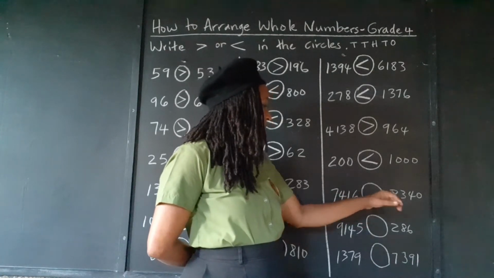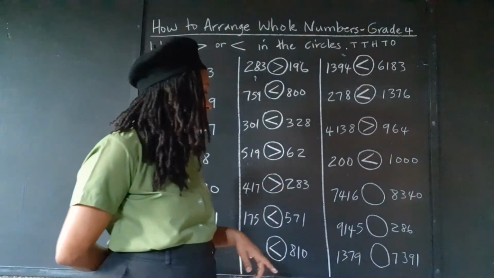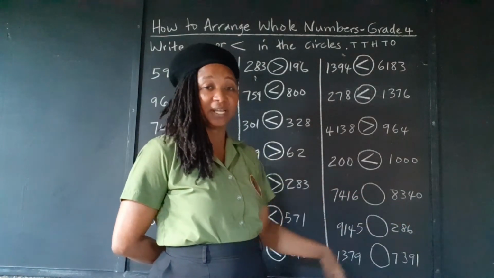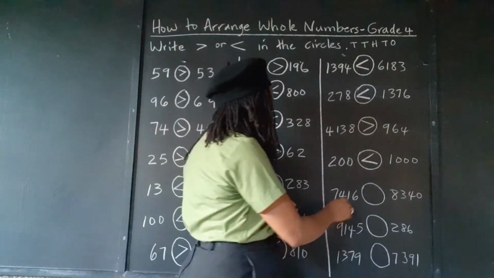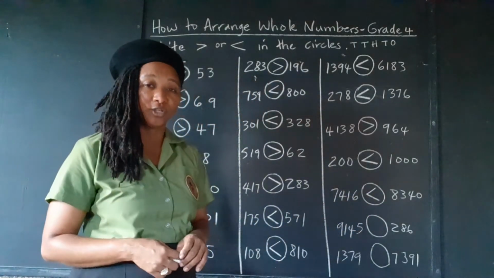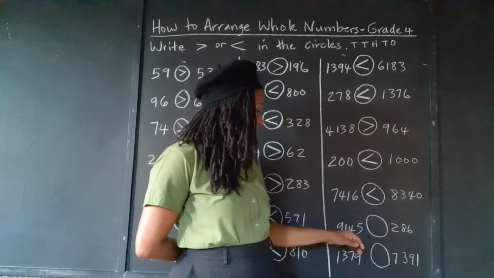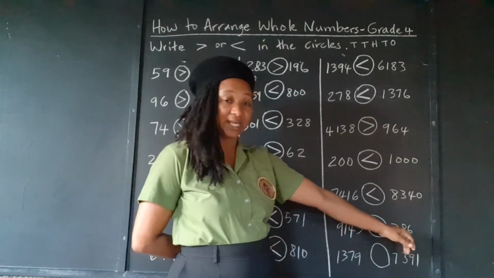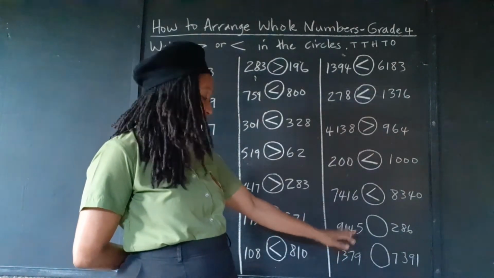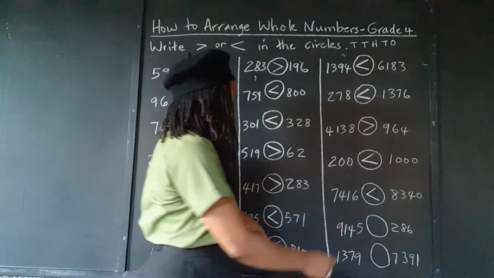7,416, 8,340. So they are both in the thousands. But this has 7,000 and this has 8,000. 7 is smaller than 8. 7,416 is less than 8,340. 9,145, 286. Immediately we see this is in the thousands. This has 4 digits, 9,000, and this is 200. This is the bigger number.